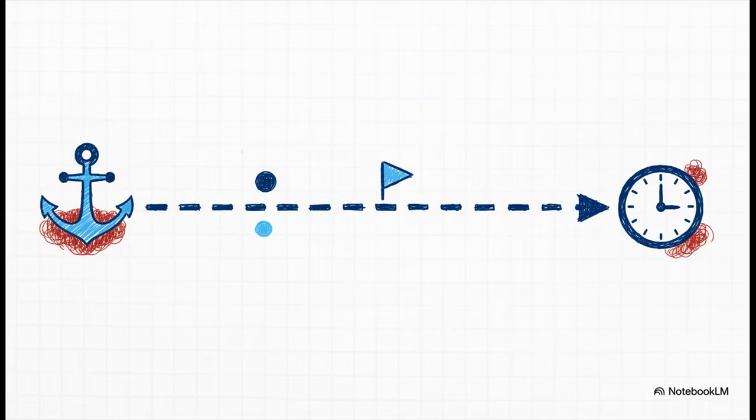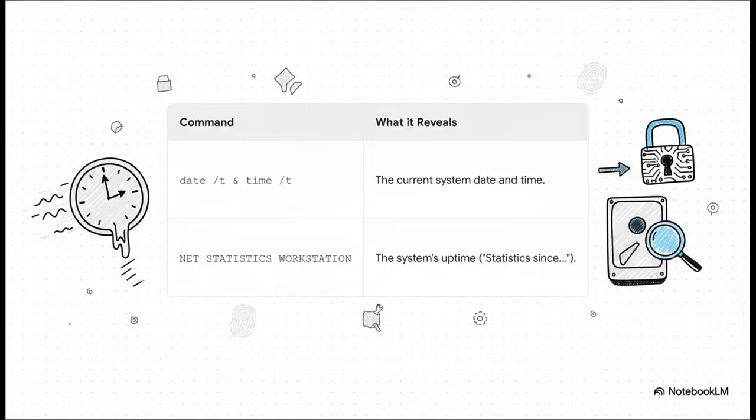So the investigators on the scene, what's the very first question they ask? What time is it? Seriously. To build any kind of timeline of what happened, they have to anchor everything in time. They need to know the system's current time and, just as important, exactly how long that computer has been turned on. And what's wild is that they can answer these fundamental questions with just a couple of super simple built-in commands. Just like that, they've locked in the exact date, time, and uptime. They've basically just established the boundaries for their entire digital crime scene.